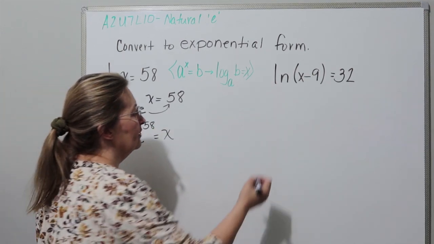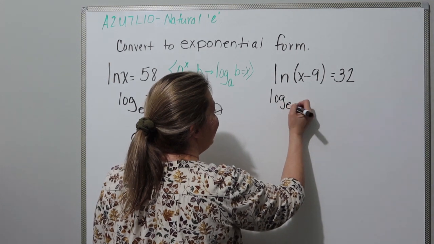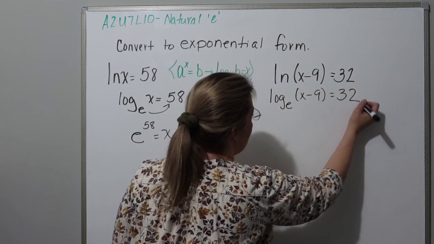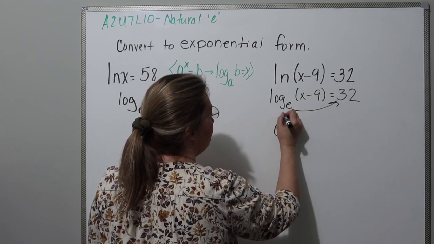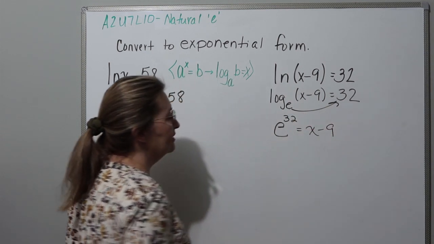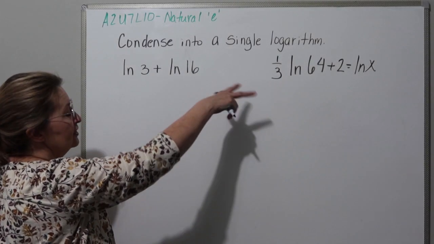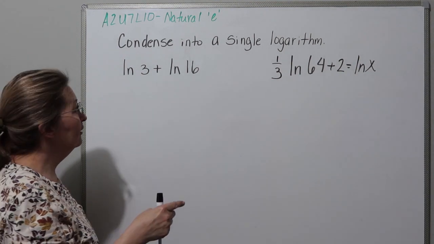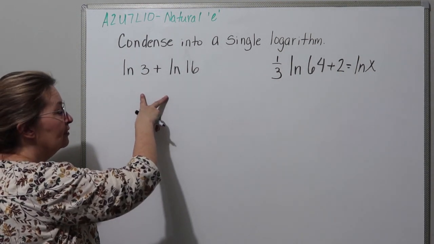All right, over here, same thing. We're going to convert natural log to log base e of x minus 9 equals 32. Then e becomes your base. Swing around here to get your exponent equals x minus 9. No solving, just converting. We're going to condense these into a single logarithm, and we're going to use those logarithm properties that we've already learned. When you have a sum of two logarithms, what did we do?